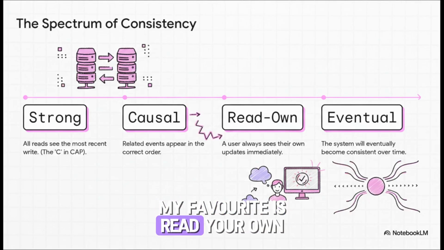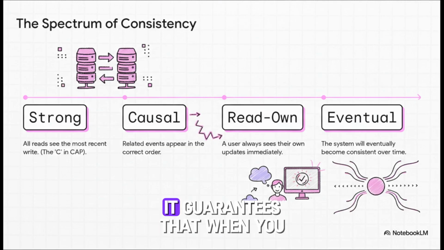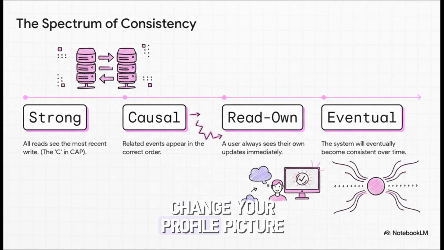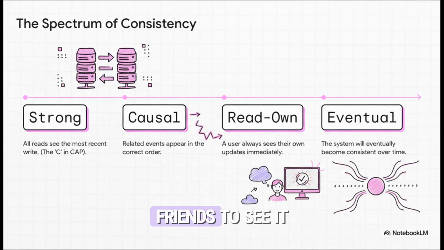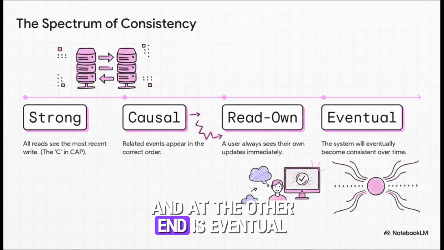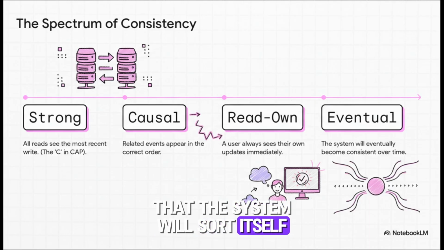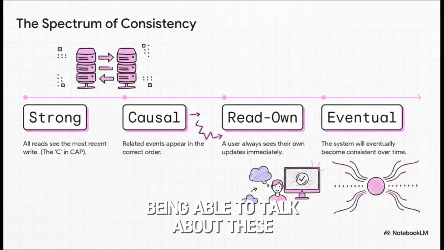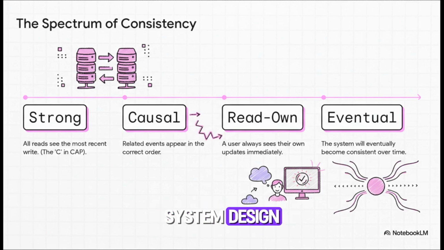My favorite is read your own writes. This is a fantastic middle ground. It guarantees that when you change your profile picture, you will see the new picture right away, even if it takes a moment for your friends to see it. And at the other end is eventual consistency, the promise that the system will sort itself out over time. Being able to talk about these different flavors shows you really get the practical side of system design.